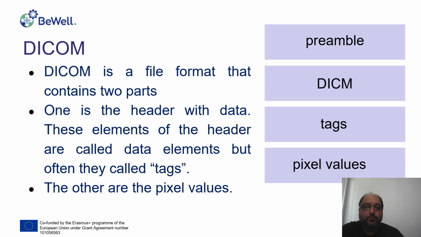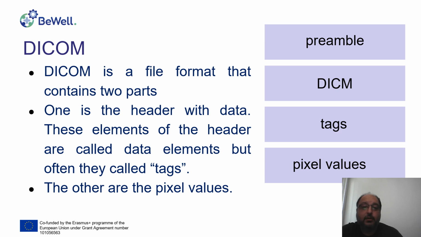The DICOM is a file format that usually is said to contain two parts. Actually, there are four. But we are speaking about two. Very often the preamble is omitted, and there is one very short part called DICM. This is the way to indicate that the file is a DICOM. When I say the preamble is omitted, I do not mean that it is not present in the file. I mean it is omitted when speaking about the file parts.